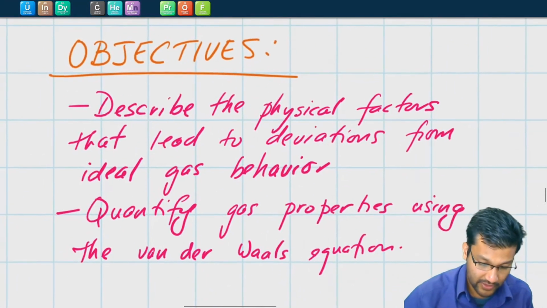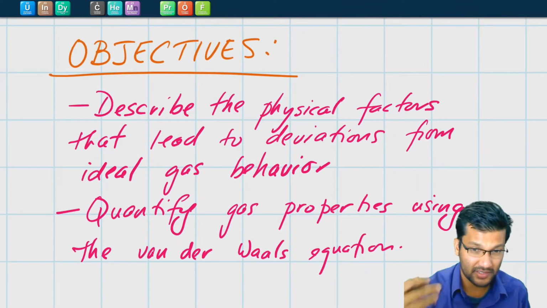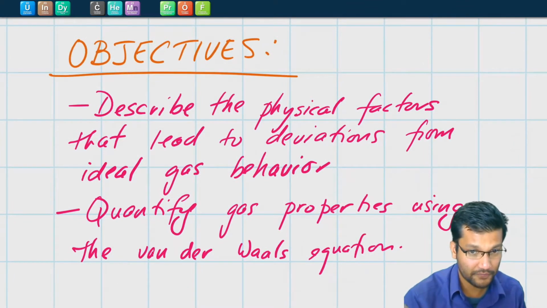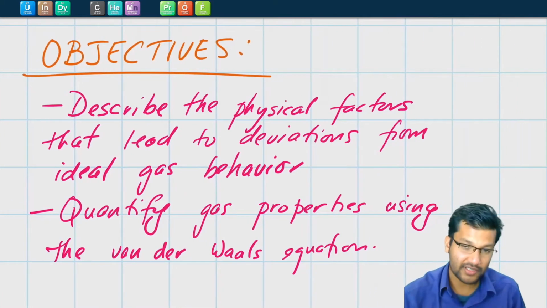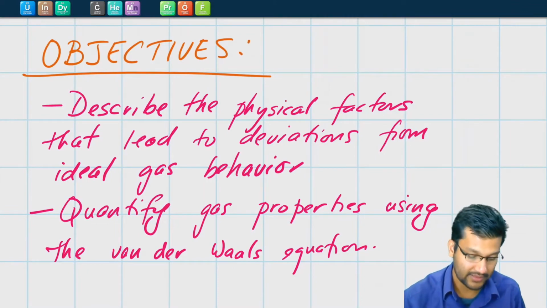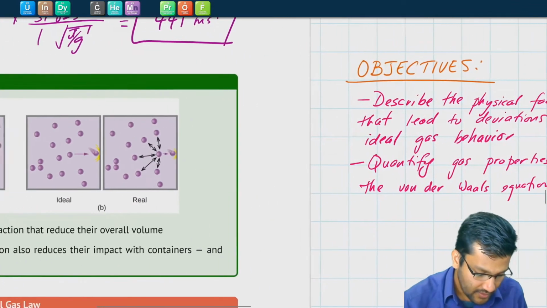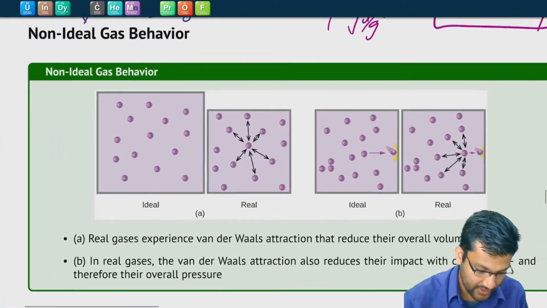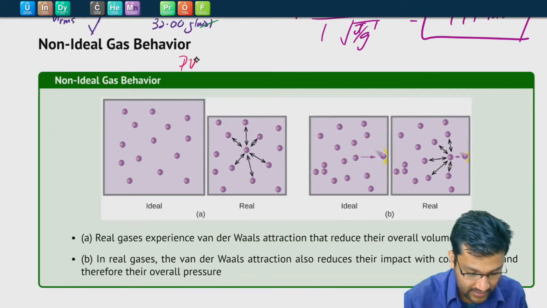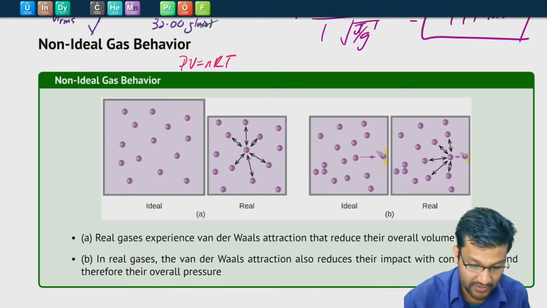By the end of this video, you should be able to describe the physical factors that lead to deviations from ideal gas behavior, and also quantify various gas properties using the van der Waals equation. Let's get started. So far we've been using the ideal gas law and the ideal gas equation. Just as a reminder, that ideal gas law equation is PV = nRT, which we probably should have memorized by now.